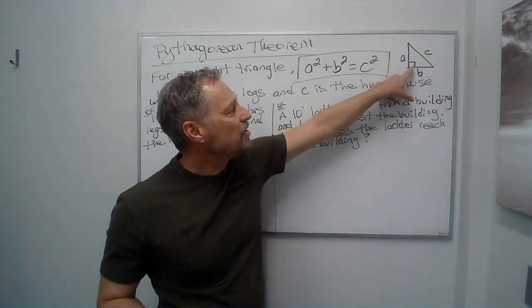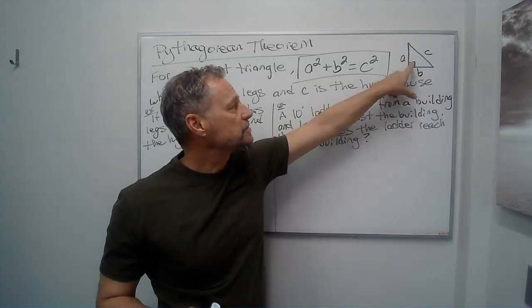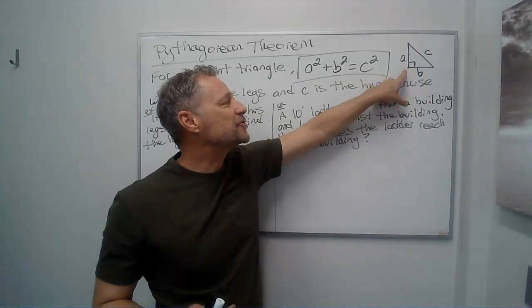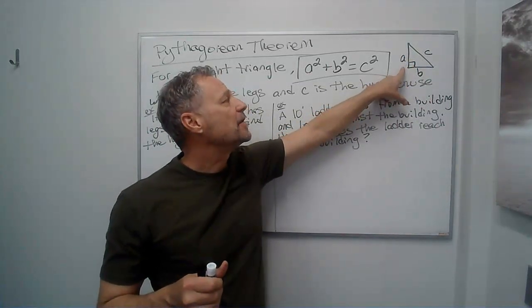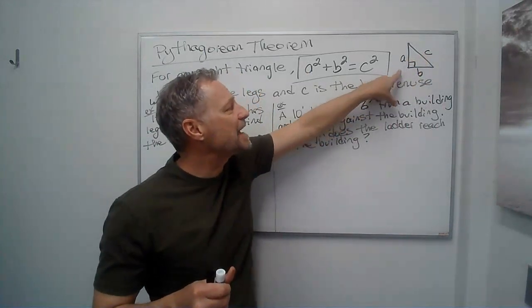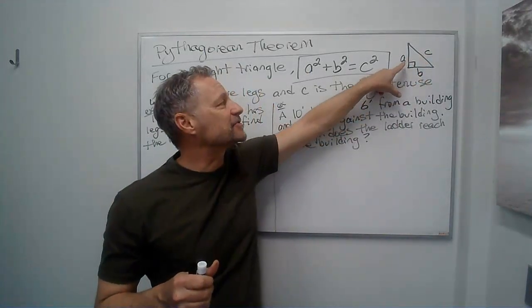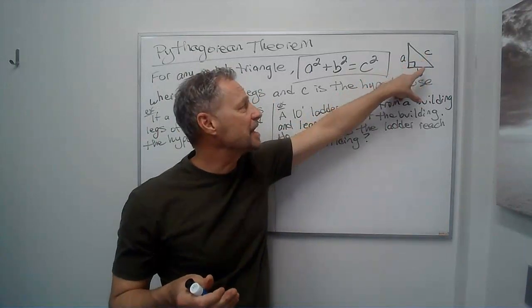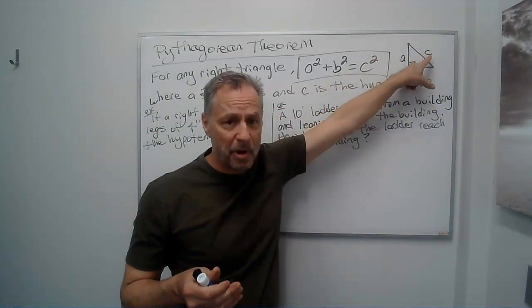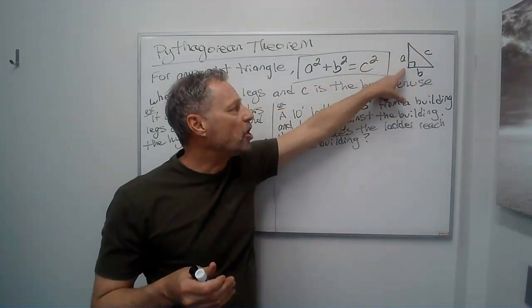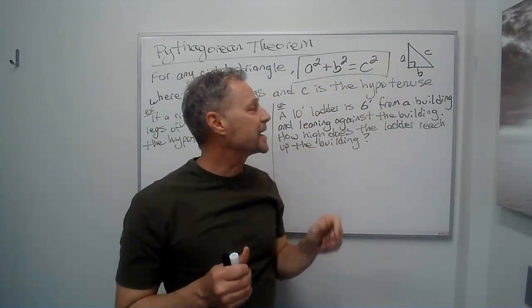The right angle here in the corner, signified by that box, that's the right angle or the 90-degree angle. The line straight across from that is always the hypotenuse. That's going to be the longest side. So we call c the hypotenuse. But the hypotenuse is always the one across from the 90-degree angle.